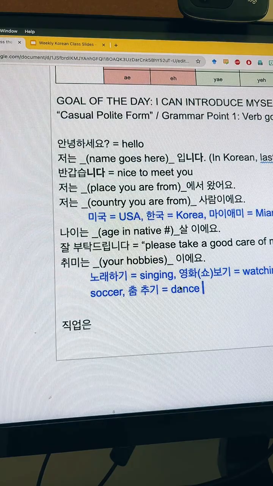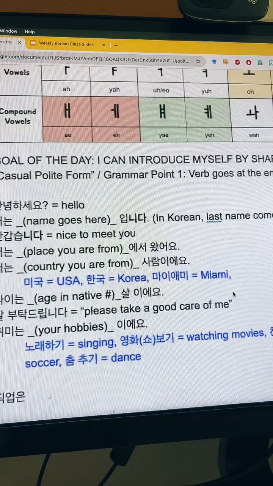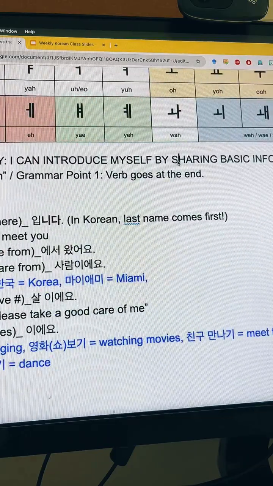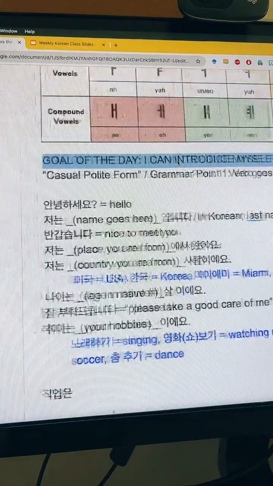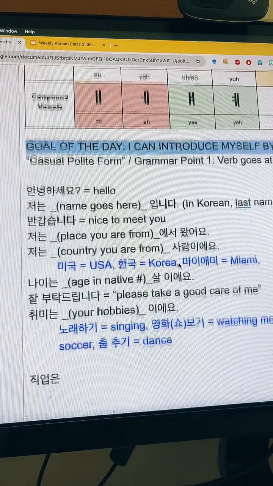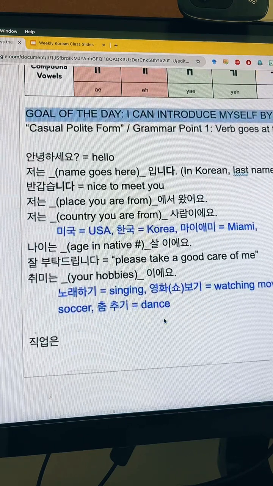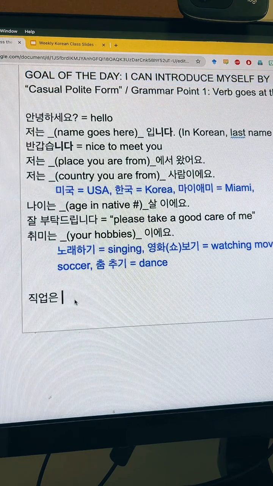This could be a good conversation starter, right? So they might say, oh yeah, what kind of movies do you like and whatnot. But again, today the goal is to introduce yourself by sharing basic information, not to have like a conversation just yet. So we'll stay focused on just delivering what you want to say before we go into like question and answers. Okay, and then the word 직업 is here.